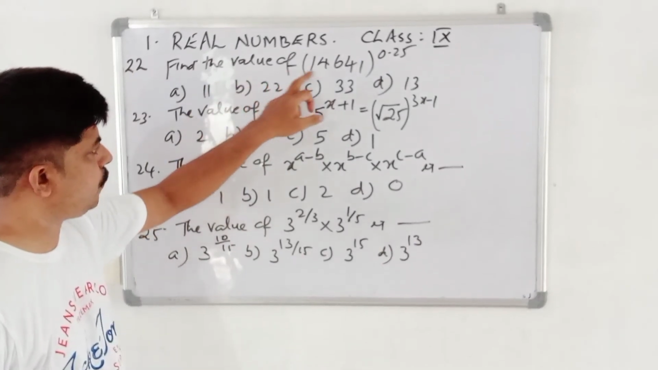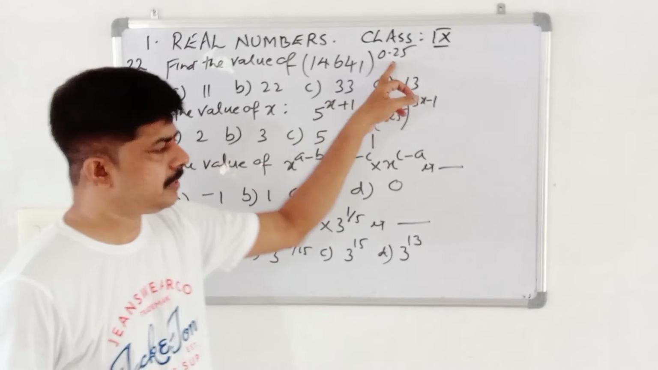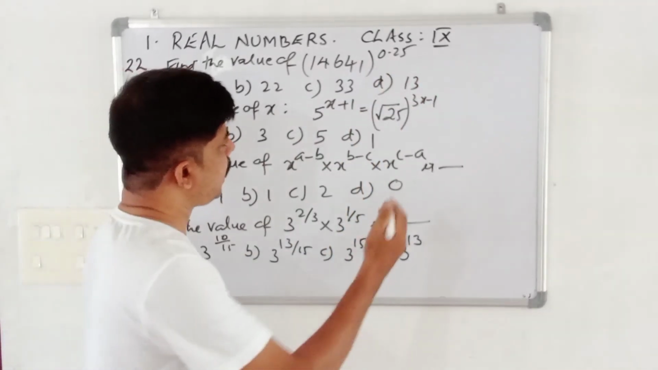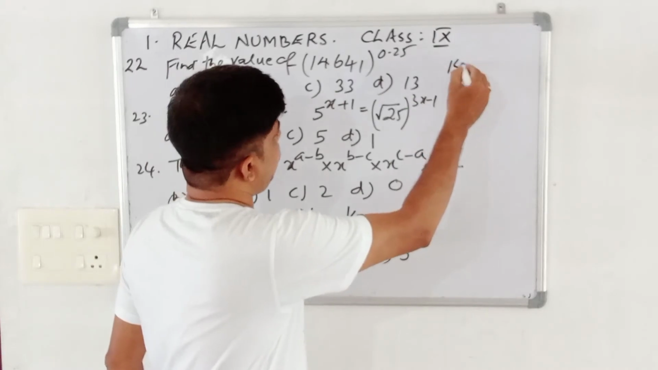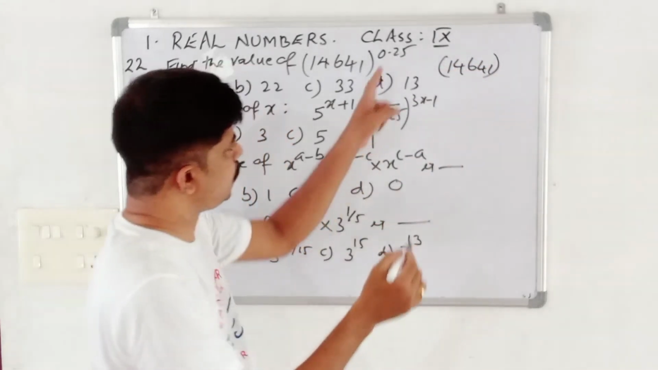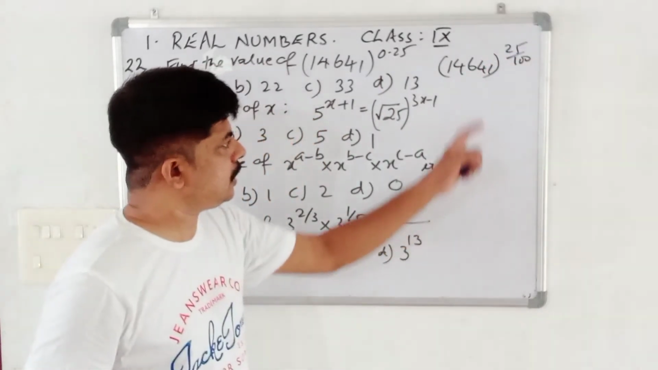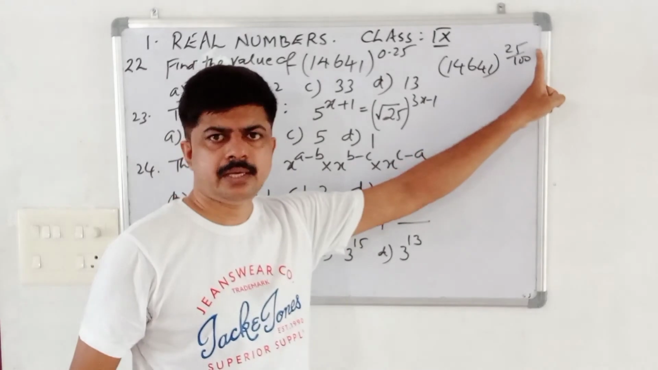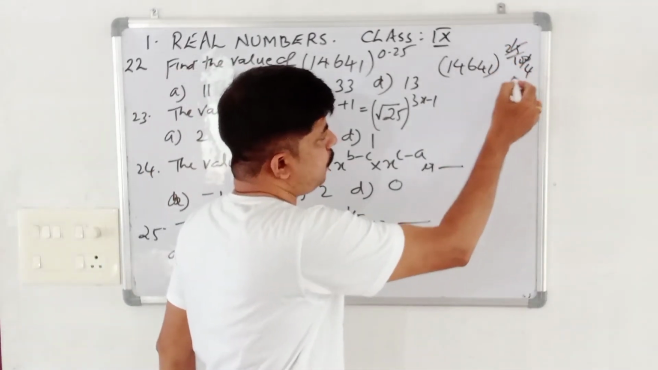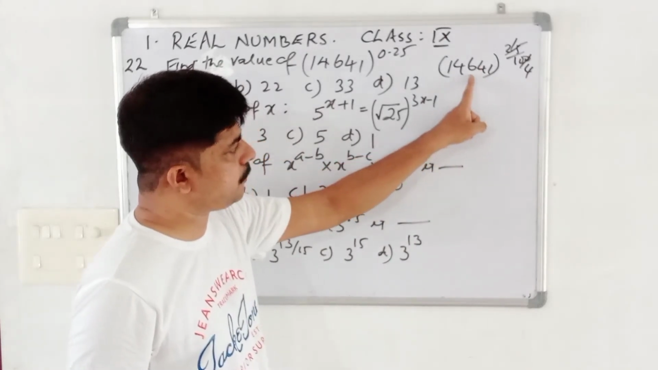Find the value of 14,641 raised to 0.25. Here our exponent is a decimal. How can we change it? A decimal can be converted to a fraction. 0.25 can be written as 25 by 100. We have to simplify this. 25 goes how many times? 4. As we have the 4 in the denominator, this may be the fourth root.